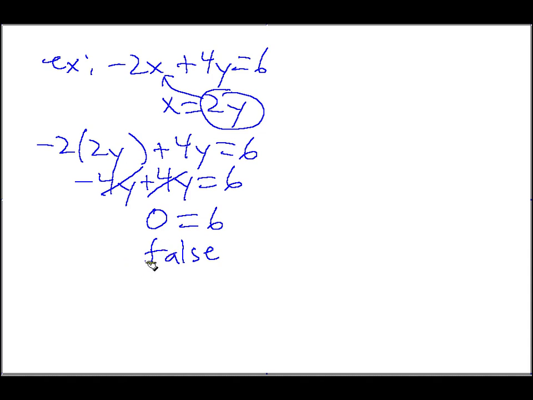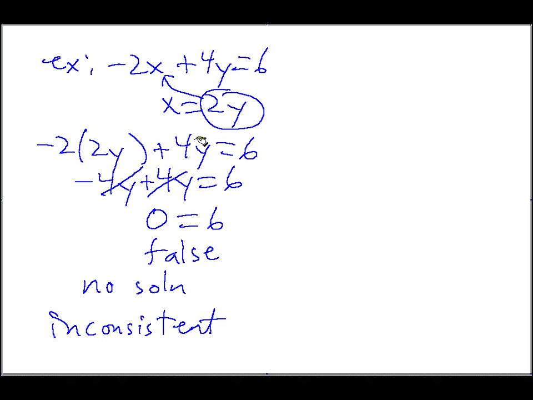So what's our conclusion here? Well, you may conclude that there are no solutions. Which means this linear system is, remember the term, inconsistent. So this is an inconsistent system.